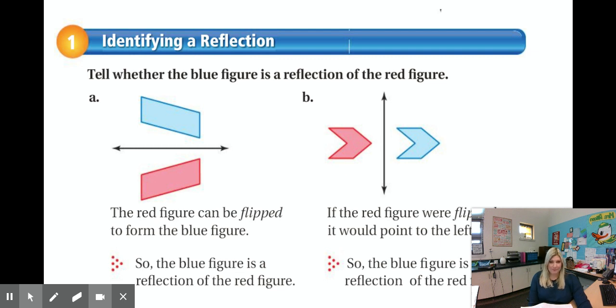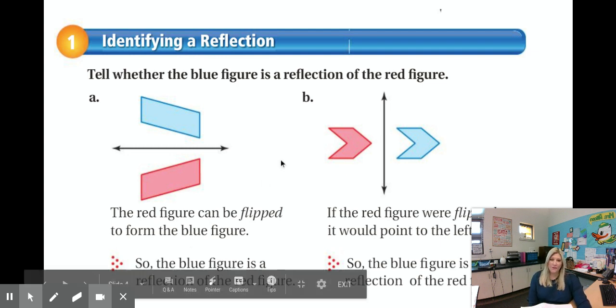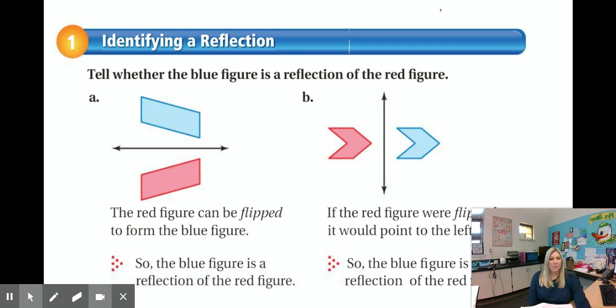Now let's look at B. Is the blue a reflection of the red? Well, if this red flipped over this vertical line, the blue would be facing the other direction. So no, the blue is not a reflection of the red.